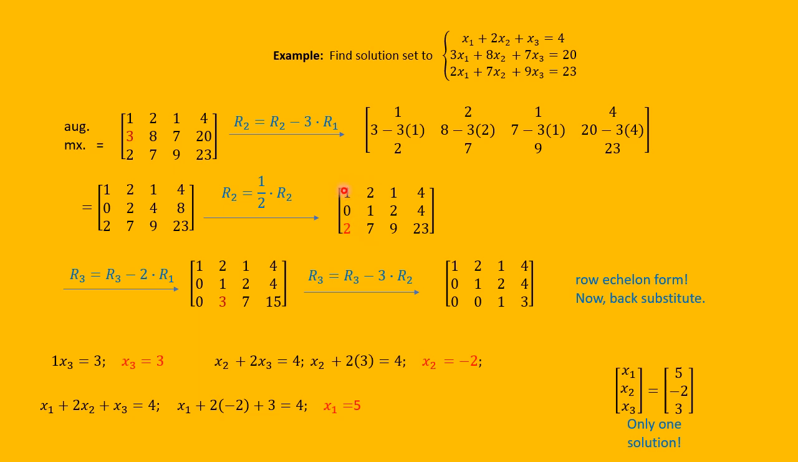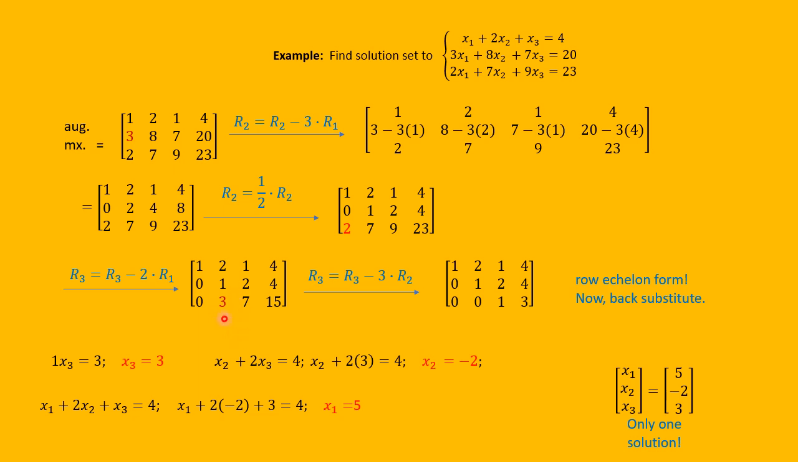Okay, and now I would like to get a 0 here in the third row, and I'll do that by subtracting an appropriate multiple of row 1 from it. So row 3 is going to equal row 3 minus twice row 1. So let's see, 2 minus 2 times 1 is 0. 7 minus 2 times 2 is 3. 9 minus 2 times 1 is 7. 23 minus 8 is 15. So we now have this matrix after this elementary row operation.